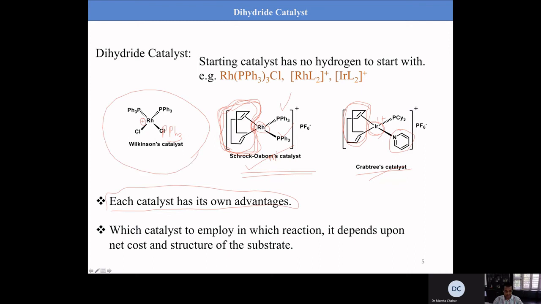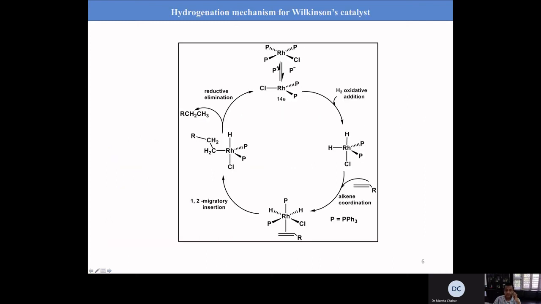So, for example, Wilkinson catalyst is very cheap and readily available, and the net cost is also not that high. On the other hand, rhodium Stock-Osborne catalyst or Crabtree's catalyst are relatively expensive catalysts.